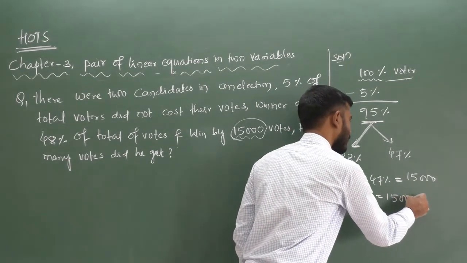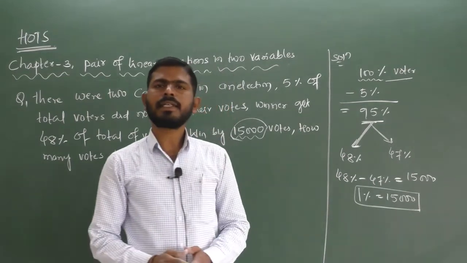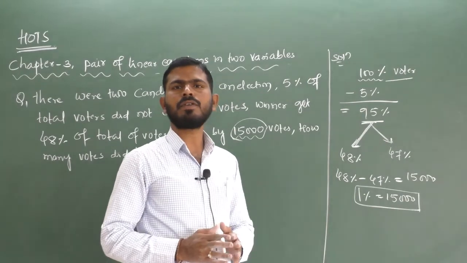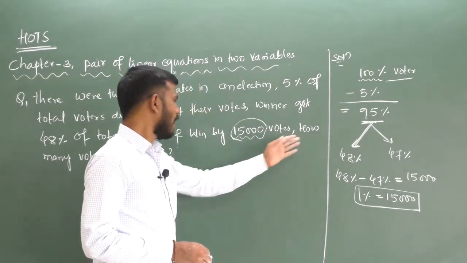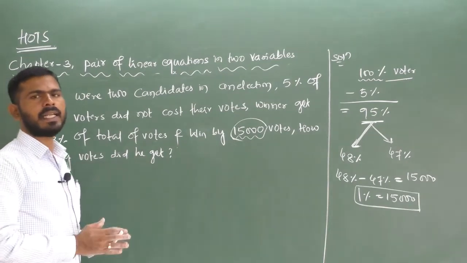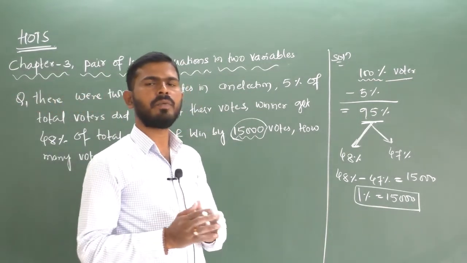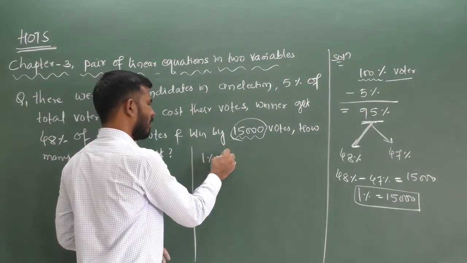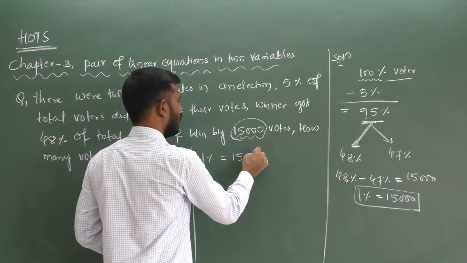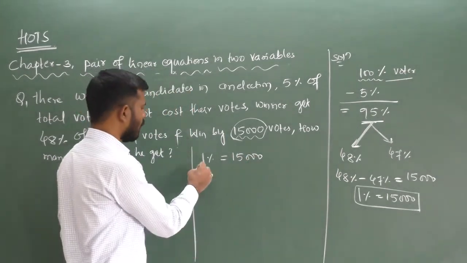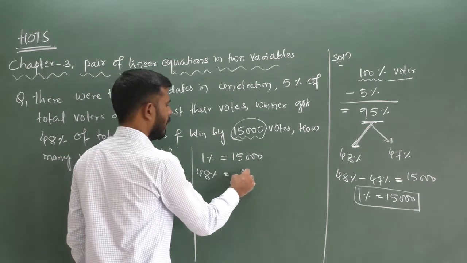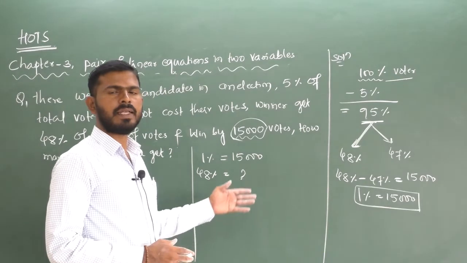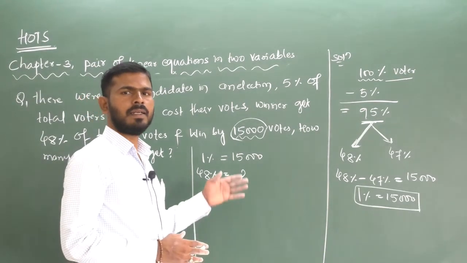So 1% equals 15,000 votes. Then 48% equals how many votes? We have to find how many votes the winning candidate got. Simple method: 1% of votes equals 15,000, so 48% equals how much? Use the direct and inverse method here to get the total number of votes got by the winning candidate.